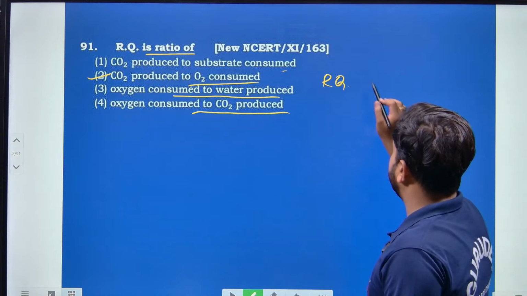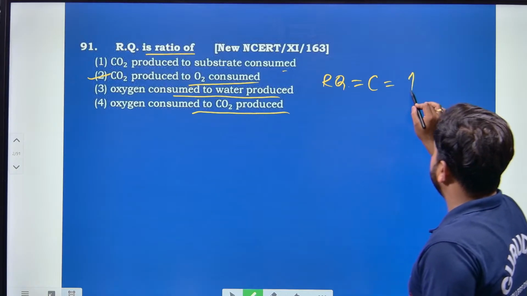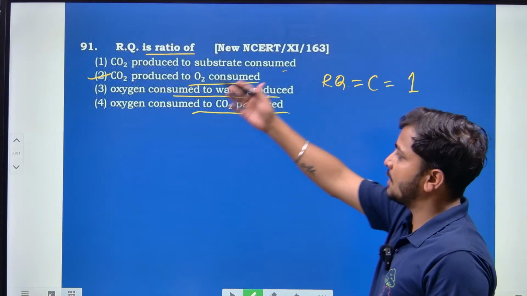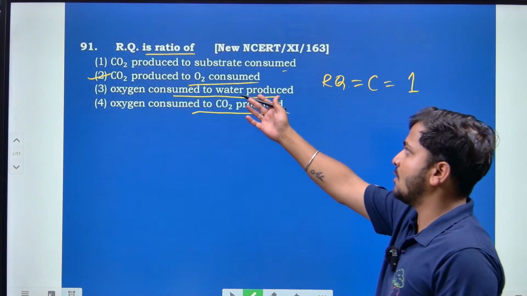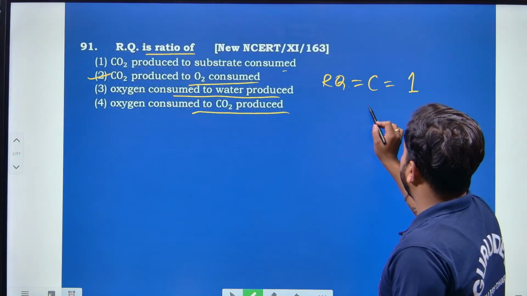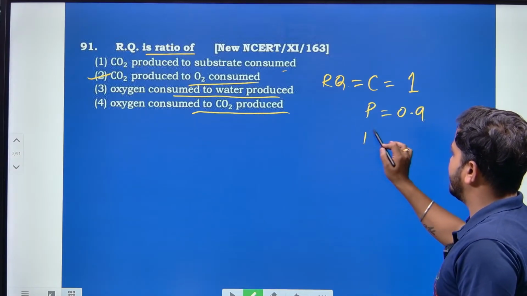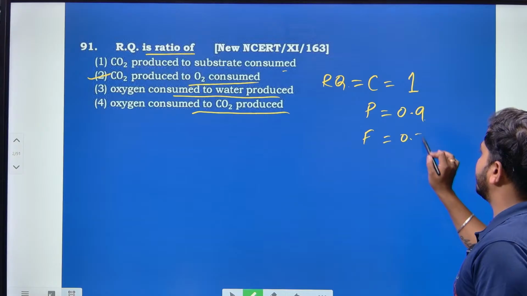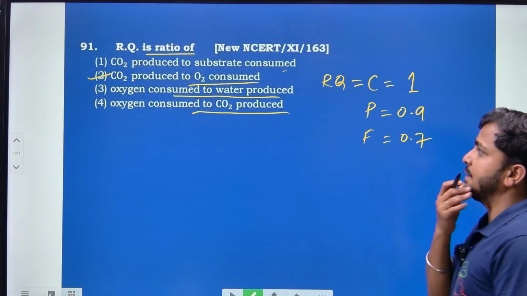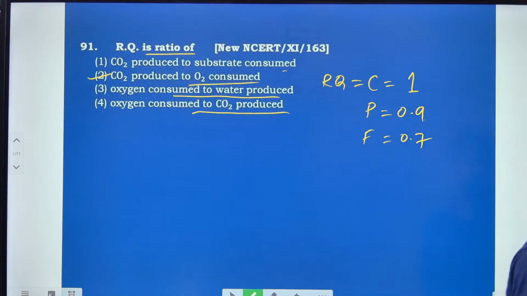And you know that the respiratory quotient with respect to carbohydrate is 1, because the amount of carbon is 6 and the amount of oxygen consumed is also 6. With respect to protein it is 0.9, and with respect to fat it is 0.7. So that is the respiratory quotient of carbohydrate, protein, and fats.